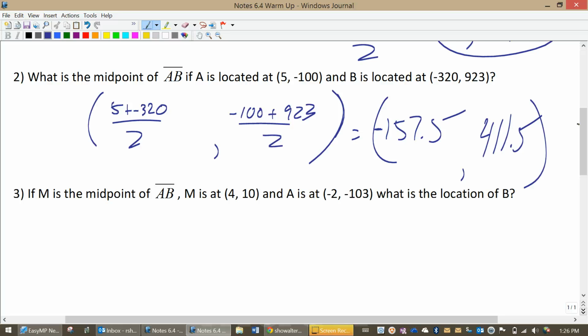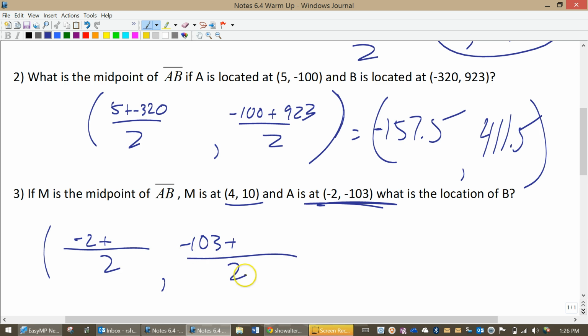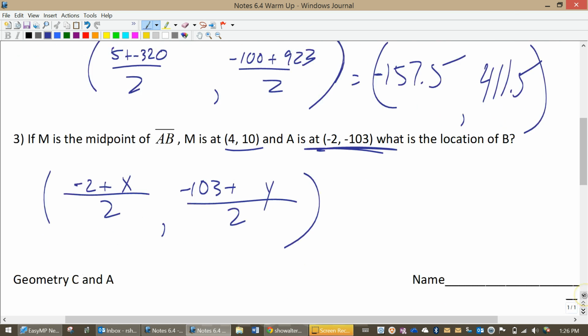All right? If you average the coordinates of the endpoints, we have one of the endpoints being this, so we're going to take negative 2 and we're going to average that with something. And then we take negative 103 and we're going to average that with something. And those somethings are then the coordinates of the other endpoint. All right? In terms of ours, we're just dropping an x and a y so we can solve for it.